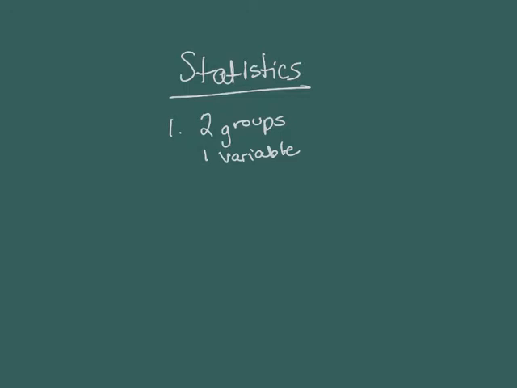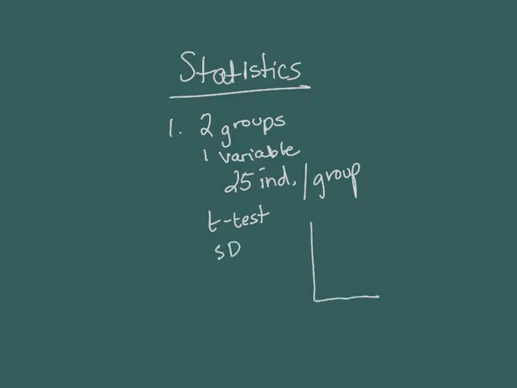And in this case, you're looking at having 25 individuals or 25 trials per group. And the test that you would be doing on this would be a t-test, and you'd be looking for standard deviation as well. So when you go to graph it, it might look something like this: Group A, Group B, and then you always, always, always include error bars, and you tell what those error bars represent, typically standard deviation, which you would have to calculate.